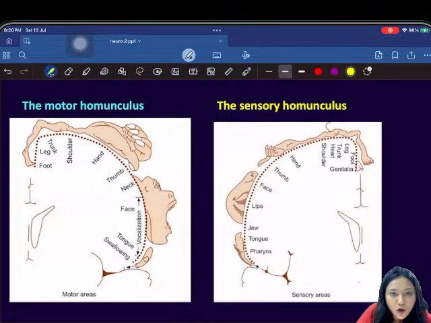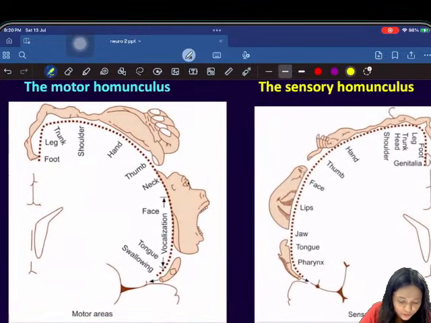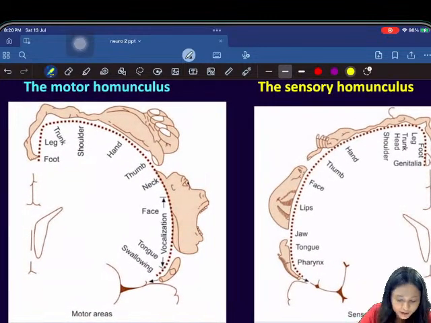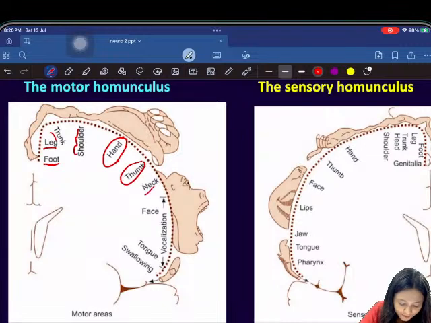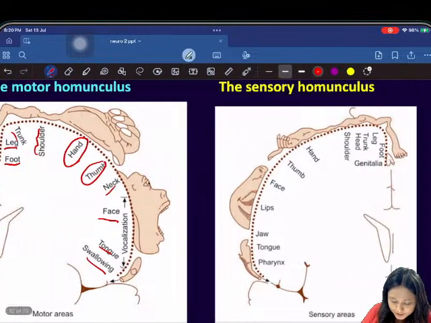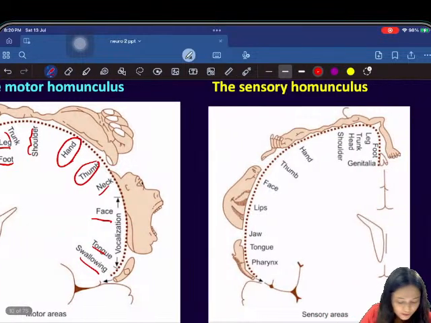So let us move to a homunculus. So motor homunculus and sensory homunculus. Now what do you mean by this? If you see the cut section of the brain, the arrangement is in this way: the foot, leg, trunk, then you have the shoulder, then hand, then thumb, neck, face, tongue and swallowing area. This is the homunculus. It's in the opposite way. Similarly in the sensory areas also a similar sort of arrangement is there.